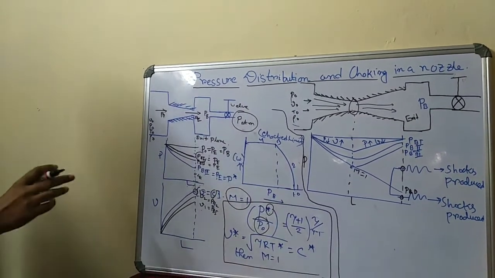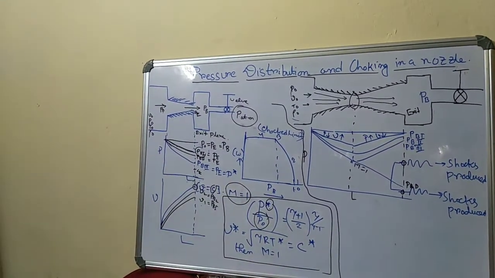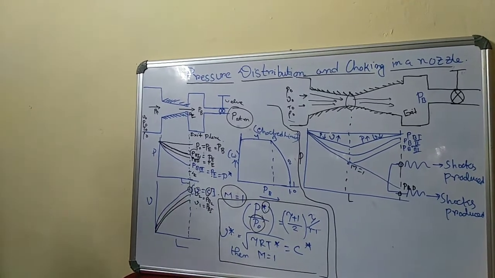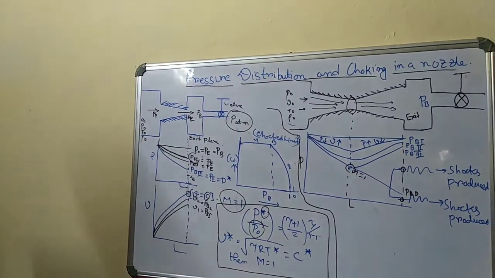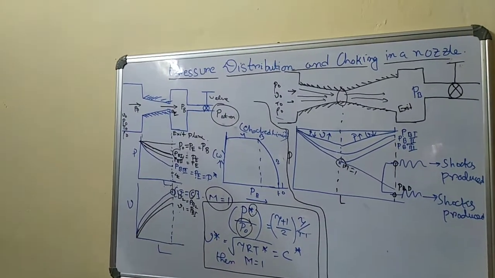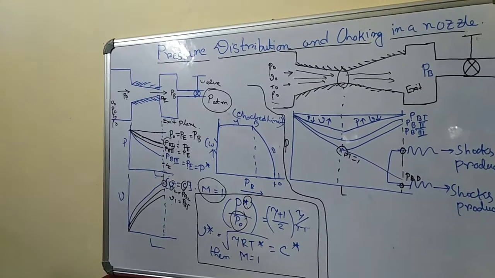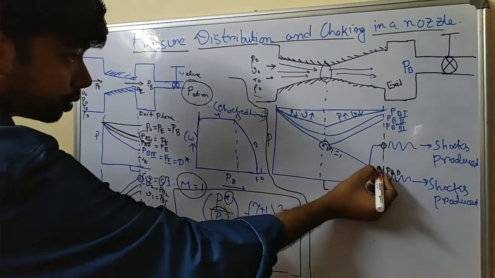Okay, and this is the critical pressure ratio, and the maximum mass flow rate will occur for these sections. So this is the section at which the maximum mass flow rate will occur. Now, suppose this is your PB4.